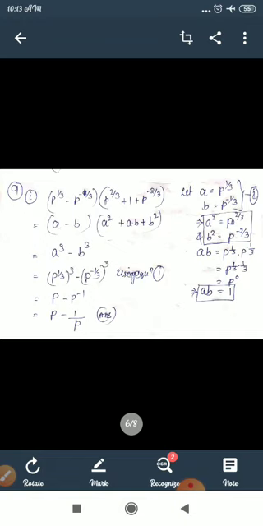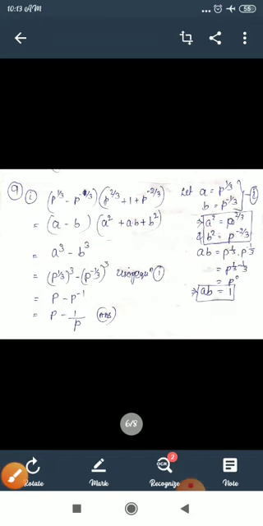Here I have taken a equal to p whole to the power 1 by 3, and b equal to p whole to the power minus 1 by 3. Now you can write it: a minus b and a square plus ab plus b square. a square and b square I have written here, and ab, how did you get it? P to the power 1 by 3 and P to the power minus 1 by 3 will be cancelled out. It will become P to the power 0, which is equal to 1.